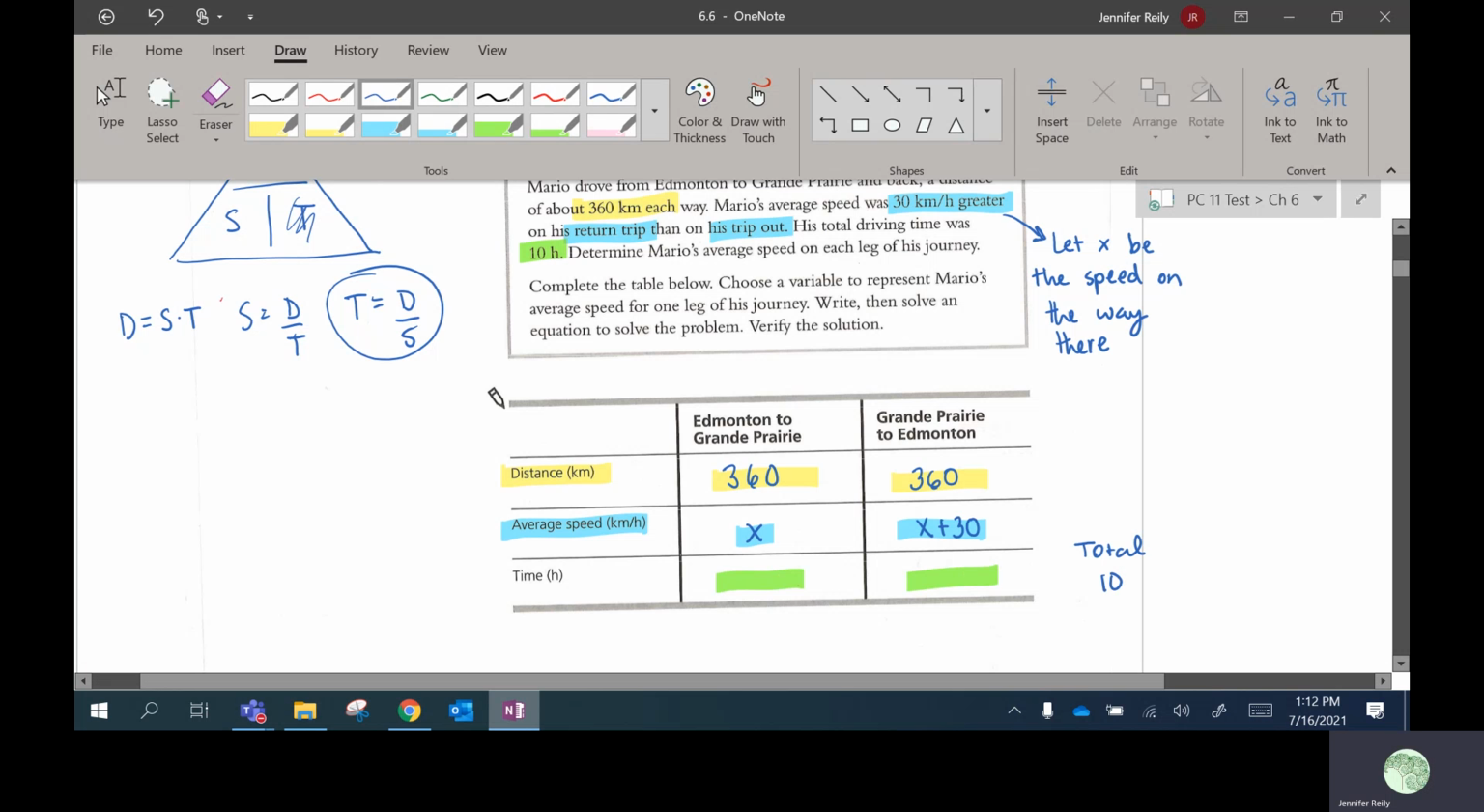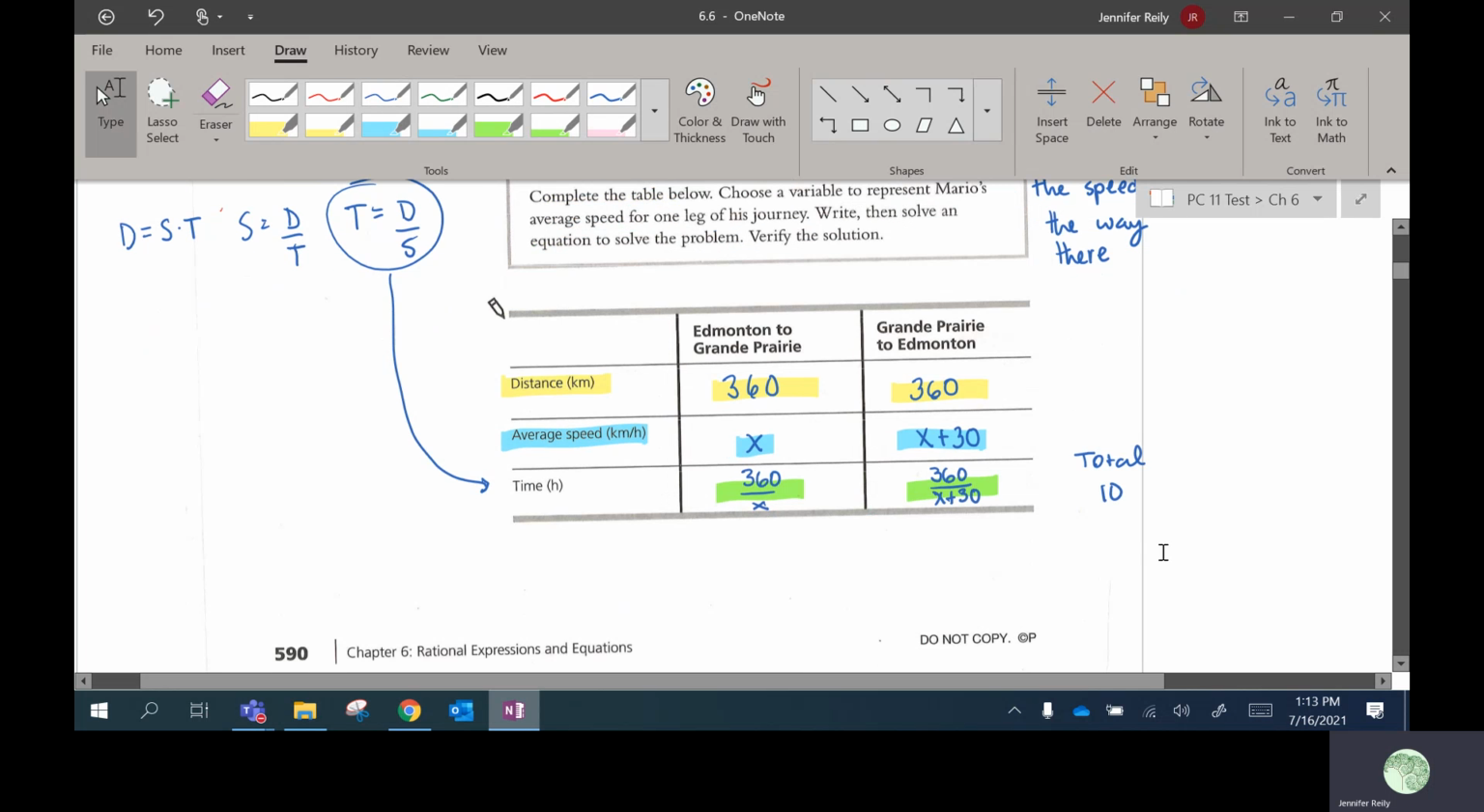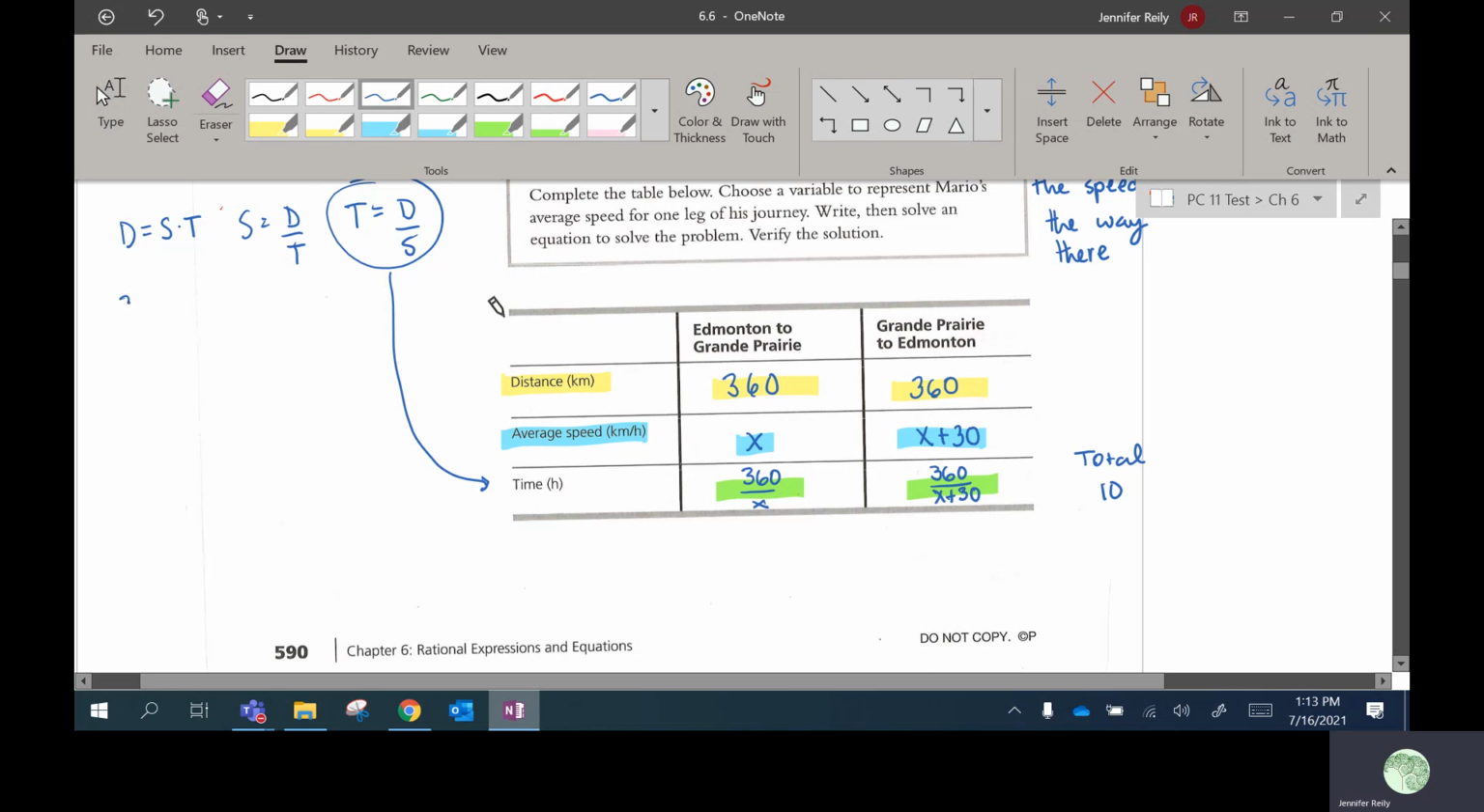That's where our distance, speed, and time equations are going to come in handy. We have here that time is distance divided by speed. So for this first leg of the journey, it would be distance, 360, divided by speed would give us the total time. And then here, 360 divided by x plus 30 would give us the total time. And when we add those together, they should equal 10. So that's our equation. I'm going to write it right here: 360 over x plus 360 over x plus 30 is going to equal 10. So this is the equation we're trying to solve.